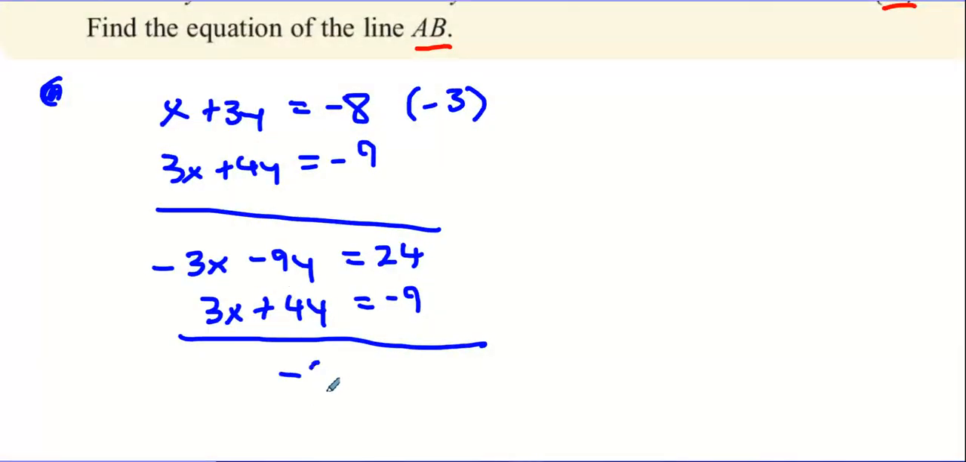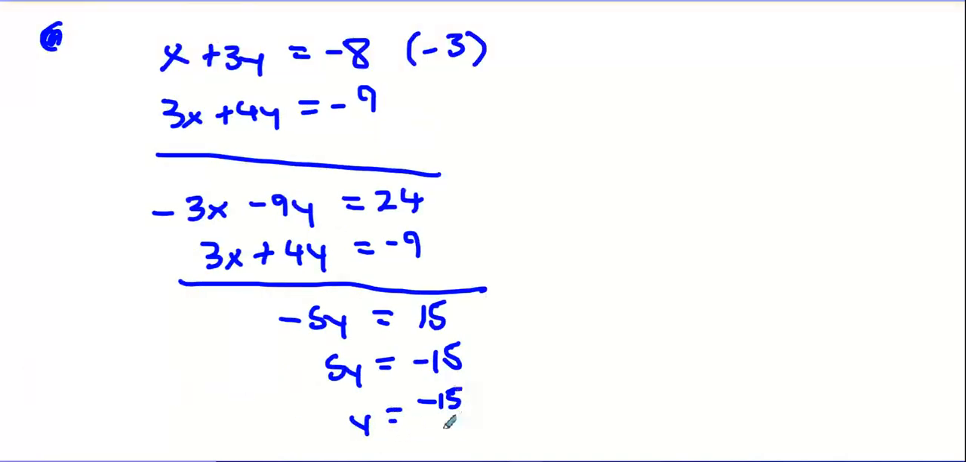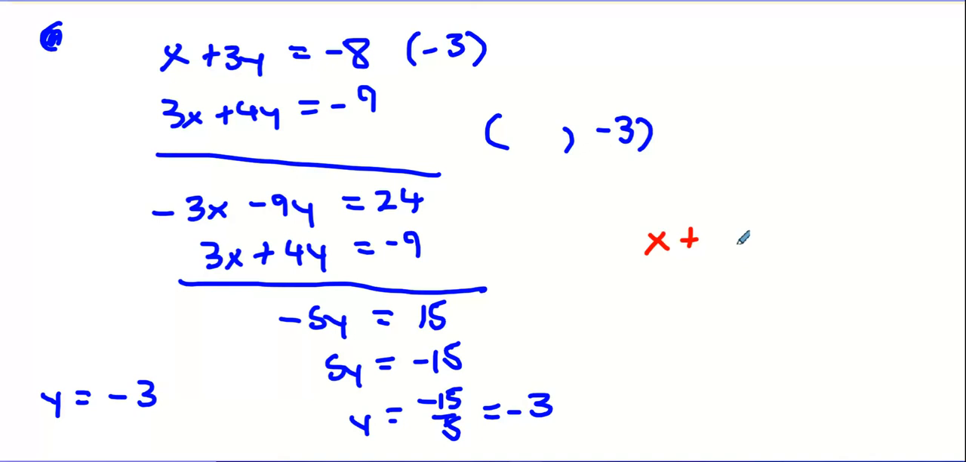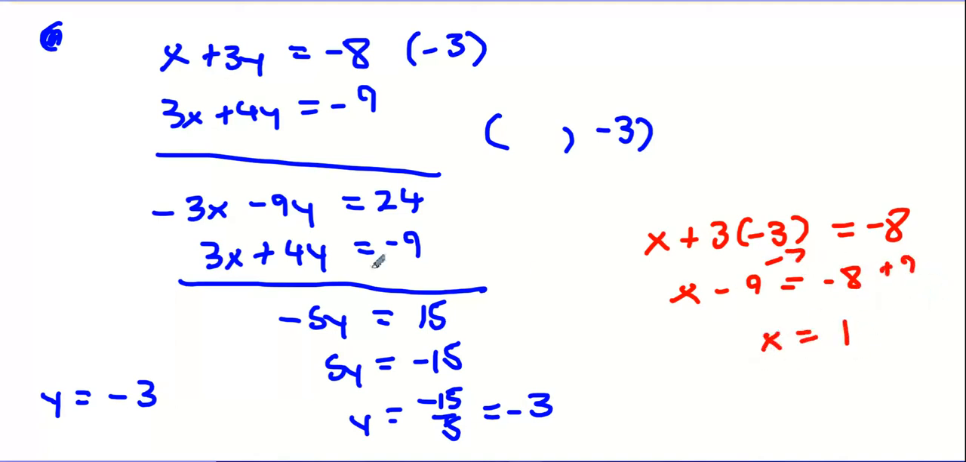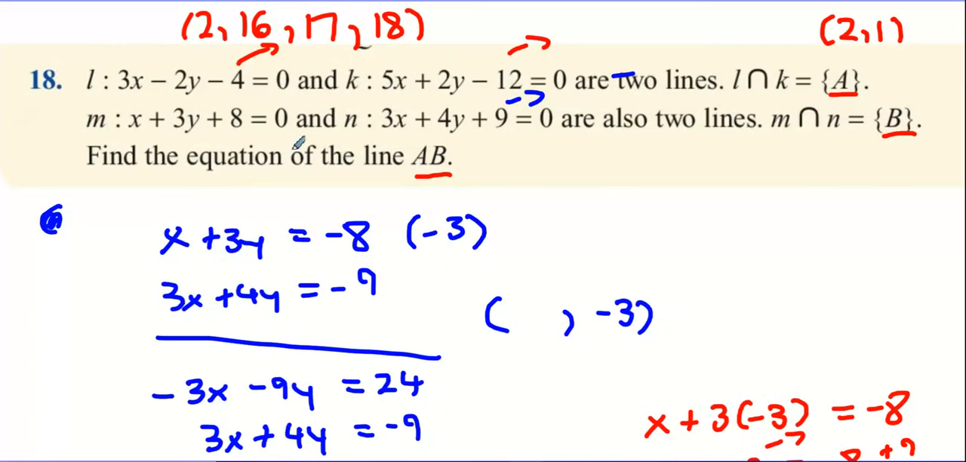Then we get minus 9y plus 4y is minus 5y equals 15. Multiply both sides by negative. 5y equals minus 15. Divide minus 15 by 5 equals minus 3. So y equals minus 3. Now, bring it back to the top. So the x value is going to be x plus 3 times minus 3 equals minus 8. X minus 9 equals minus 8. Bring the minus 9 over the other side, it becomes a plus 9. Minus 8 plus 9, x equals 1. So this is the point 1, minus 3.